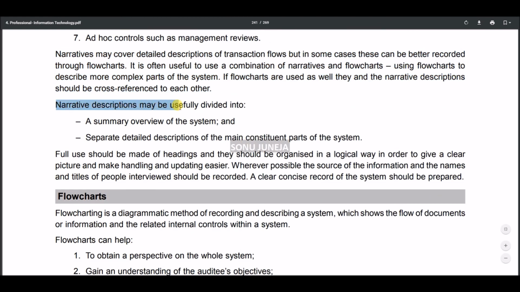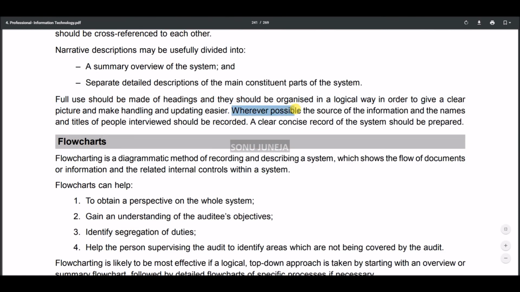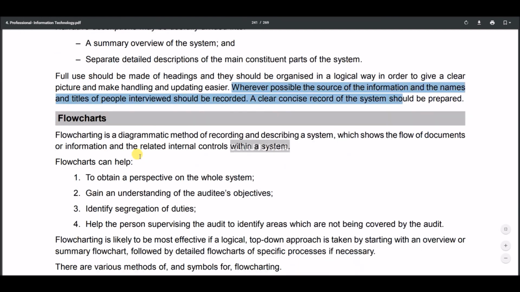A narrative description may be divided into a summary overview of the system and separate detailed descriptions of the main constituent parts of the system. Full use should be made of headings. They should be organized in a logical way in order to give a clear picture and make handling and updating easier. Wherever possible, the source of information and the names and titles of the people interviewed should be recorded. A clear, concise record of the system should be prepared.